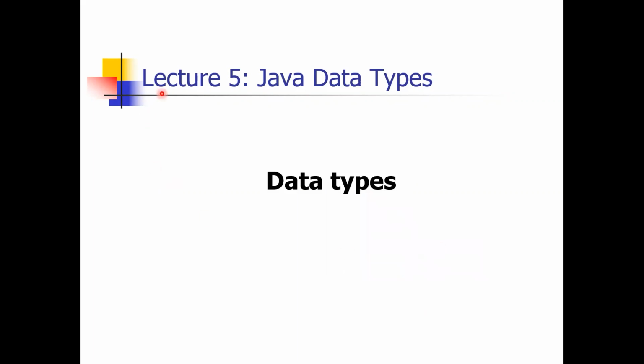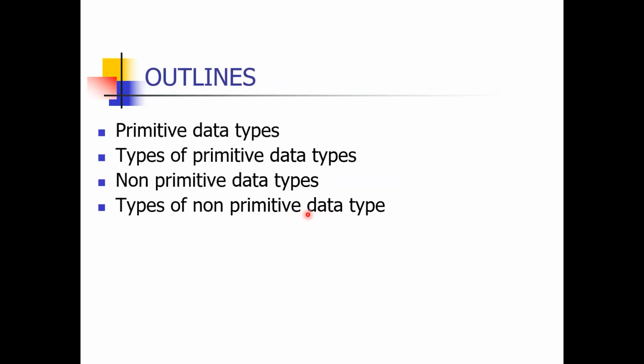This is lecture 5. Today we will learn Java data types. Data means variable, or the values or the inputs we are giving in the programs. So what type of values we are using? That is called data types.